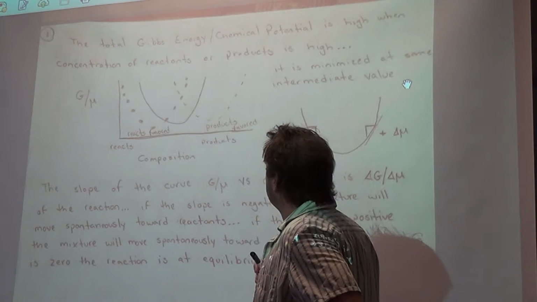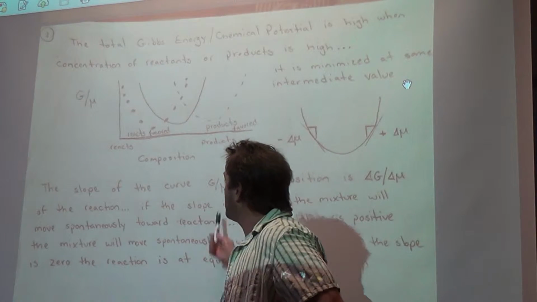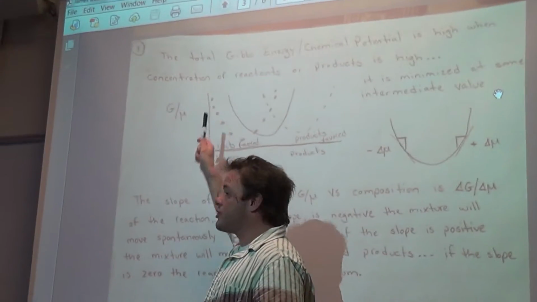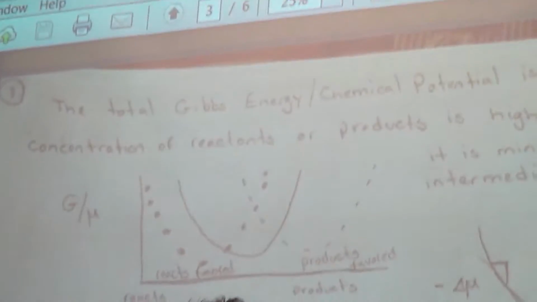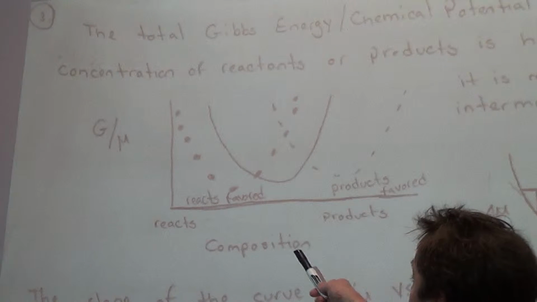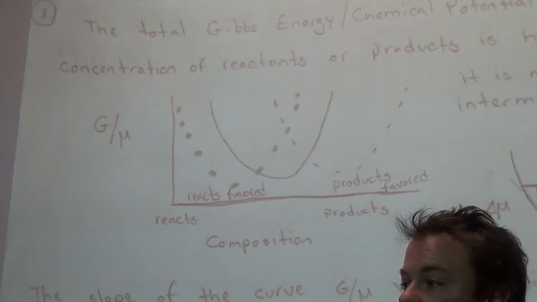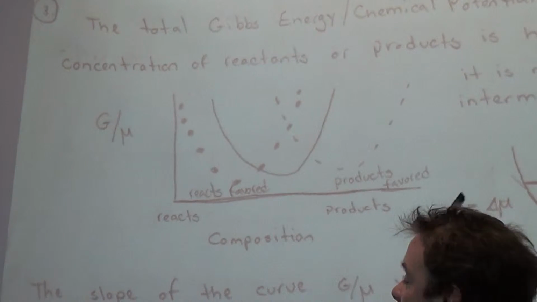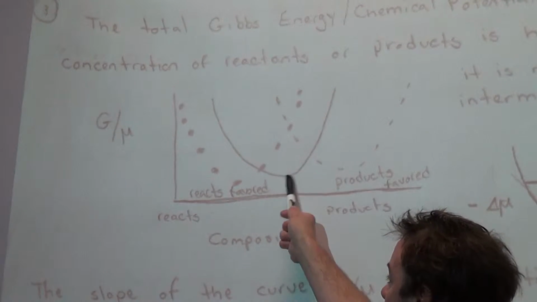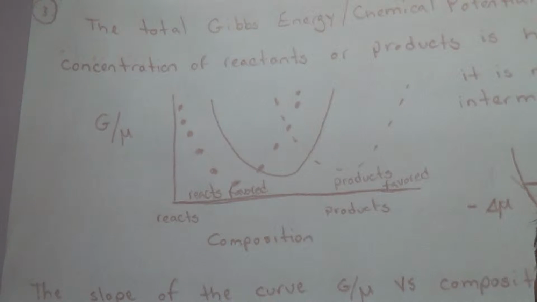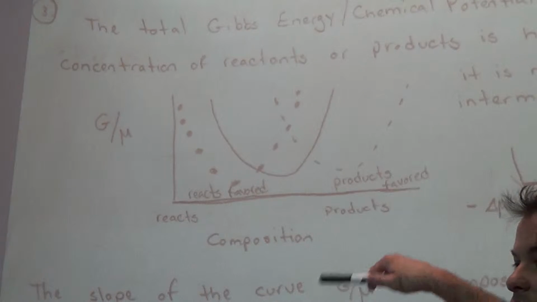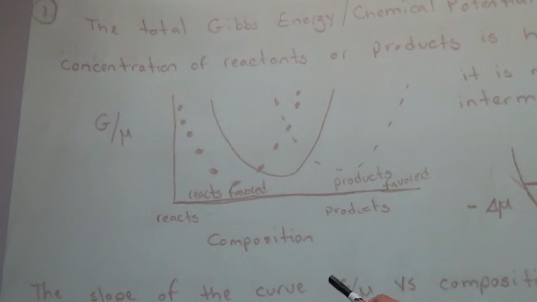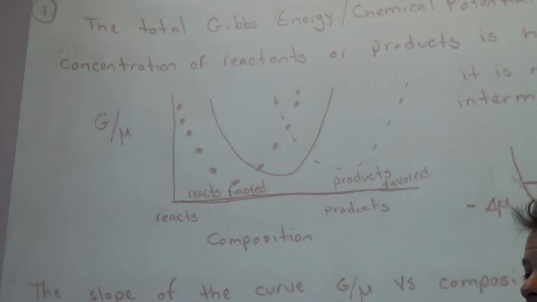ends up looking like for a reaction is that when you have a lot of the reactants, the chemical potential increases, it's very high. And when you have a lot of the products, the chemical potential increases, and it's very high. And as those reactants go to products or products go to reactants, there's some minimum that is reached. And the slope of that curve, however that curve ends up looking, the slope is the change in the chemical potential with respect to the composition of the solution.